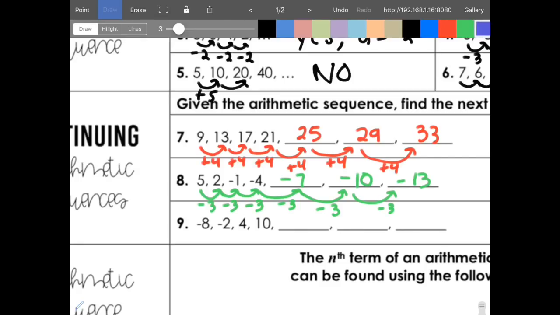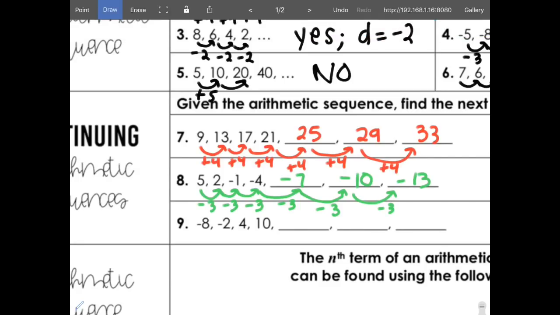Okay, last one for this. Here, to get from negative 8 to negative 2, we're getting higher. We're actually adding this time. We're adding 6. From negative 8 to negative 2, the negative is getting smaller, so we add 6. 4 to 10, we add 6. So our common difference here is D equals positive 6. We're just adding 6 all the way down. 22, add 6, and 28.